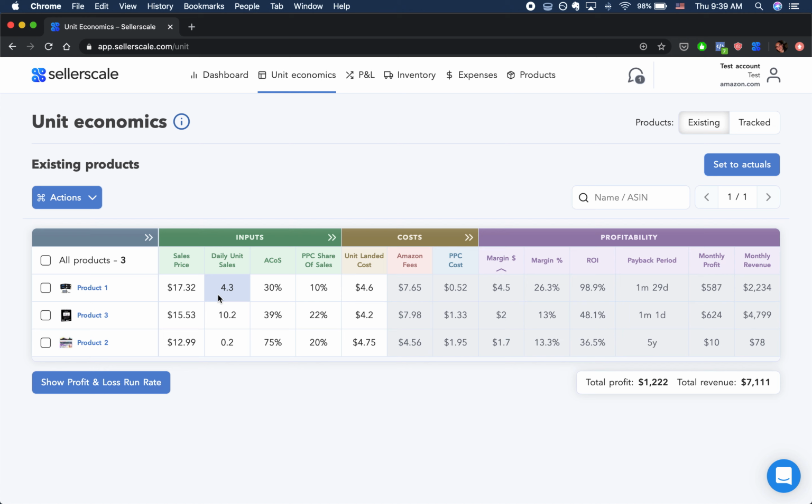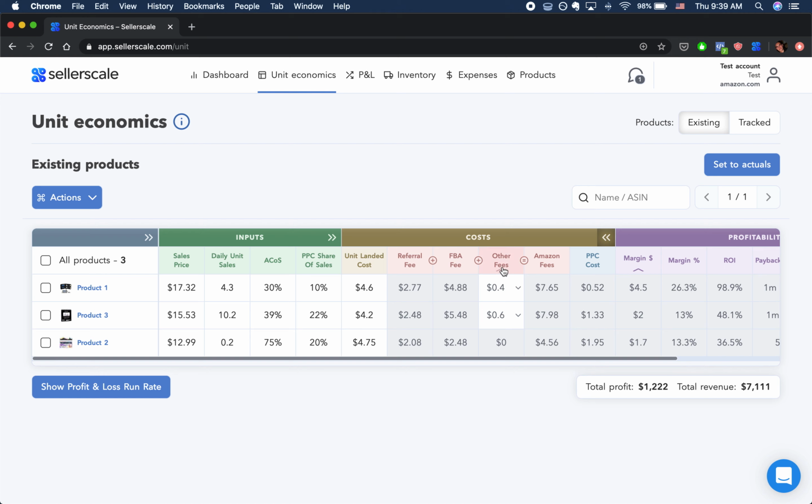Daily unit sales were 4.3 units. So again, this is an average over 30 days, so it might not be an exact integer number. Our advertising cost of sale for this product was 30%. And the PPC share of sales, or the percentage of sales that were generated by PPC advertising, was 10%. Okay? We can also expand this section in the middle to see all of our costs.